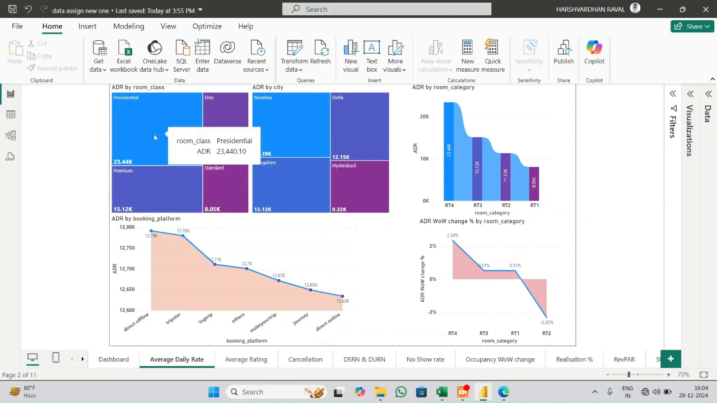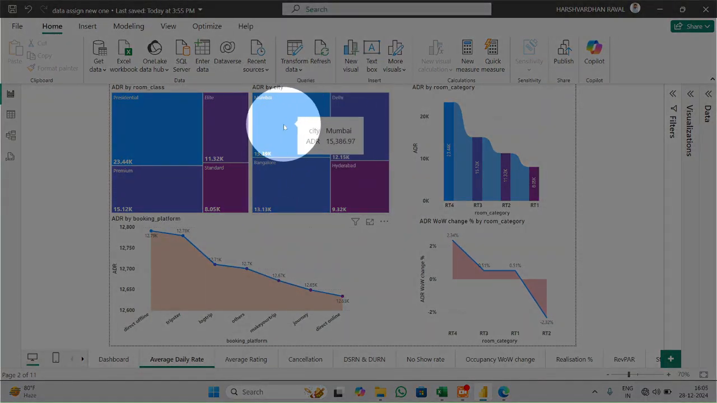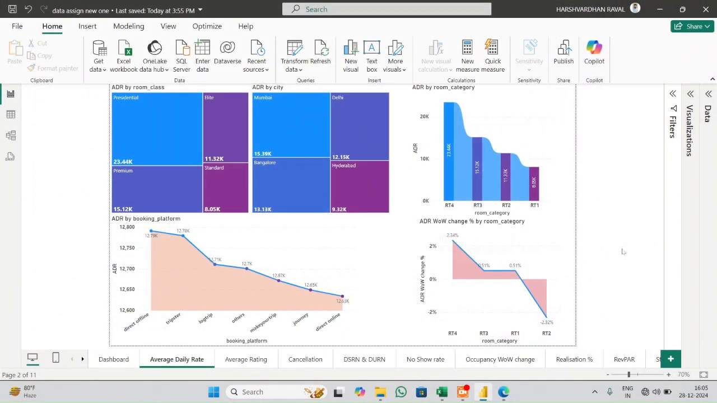So ADR by revenue class or room class. As we can see, in presidential room, there is 23.44k. It is the highest average daily rate in the room class category, presidential. City is having Mumbai as a top city because it is having 15.39k per day. It is per day average.